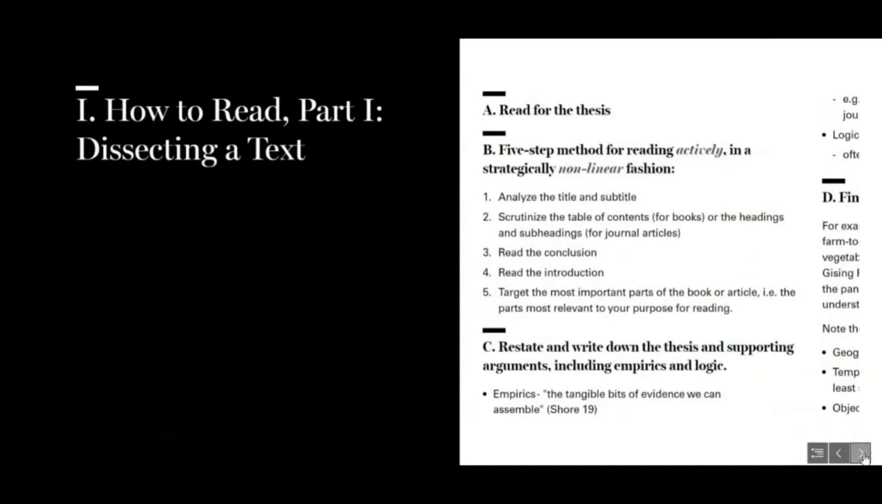After you look at the articles or the book's title and subtitle, then you can look at the table of contents or the headings and subheadings of the writing. So if you're looking at an academic book, you can look at the table of contents. If you're looking at a research article, you can look at the headings or subheadings. So you just need to browse, right? What are the main contents of this work?